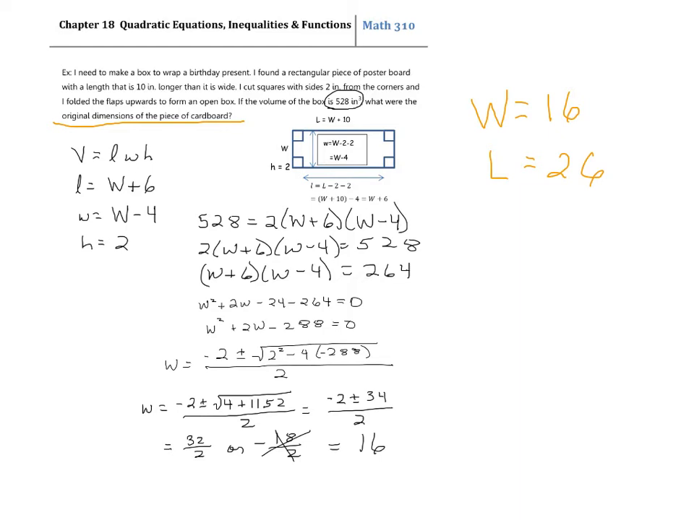And let's do a quick check of this. We checked this by plugging into this equation here, where we have 528 equals 2 times W plus 6. Well, W is 16, so that's 22. W minus 4, which is 12. So that gives us that 528 is equal to 528, so it checks.